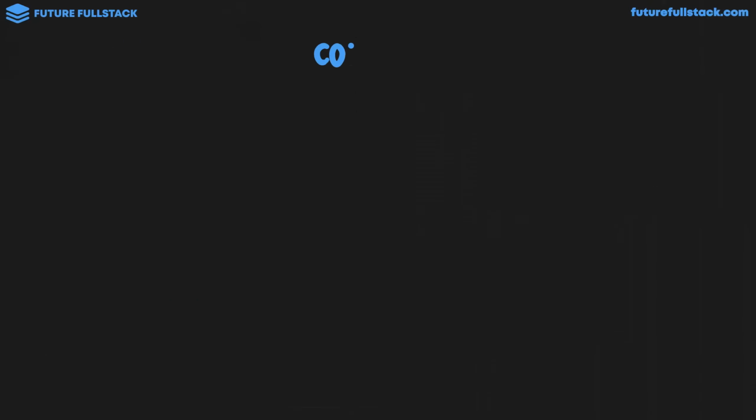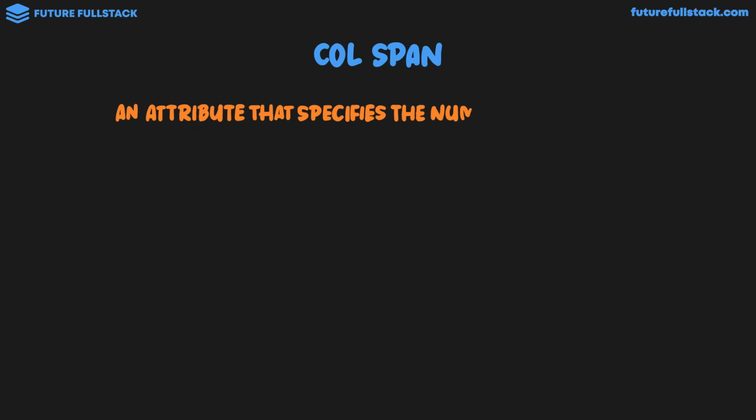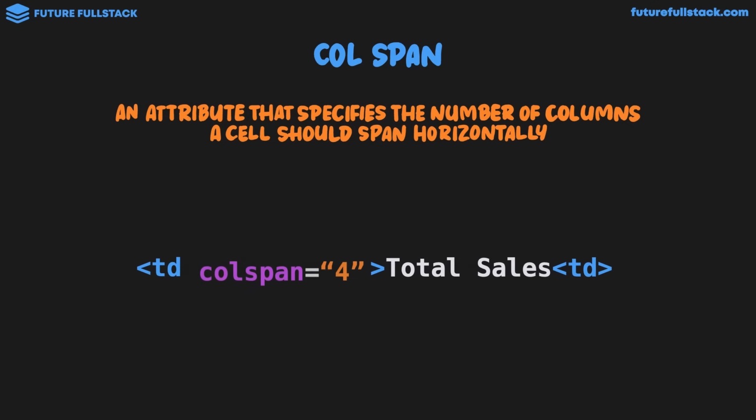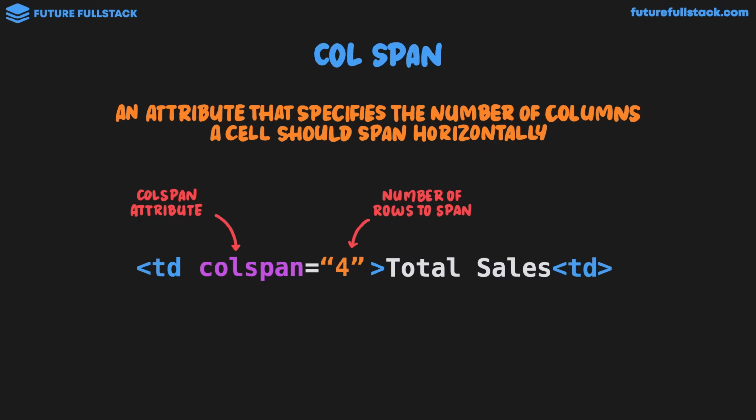So let's take a look at colspan. Colspan is an attribute that specifies the number of columns a cell should span horizontally. We do this by including a colspan attribute in the table data opening tag and set its value to the number of columns we want to span horizontally. In this example, the value of colspan is 4, saying that we should span 4 columns. Let's see how this works.